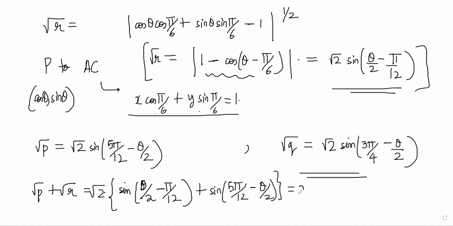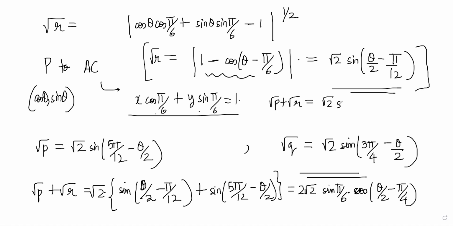If you simplify this, it becomes 2 root 2 sine of pi by 6 and cos of theta by 2 minus pi by 4. And sine pi by 6 is half. So therefore, root P plus root R is coming out to be root 2 sine of 3 pi by 4 minus theta by 2. This is what it will come out to be. So that is actually equal to root Q.